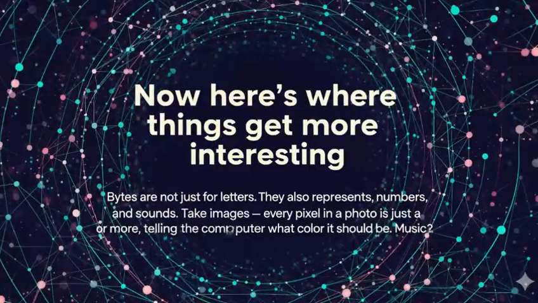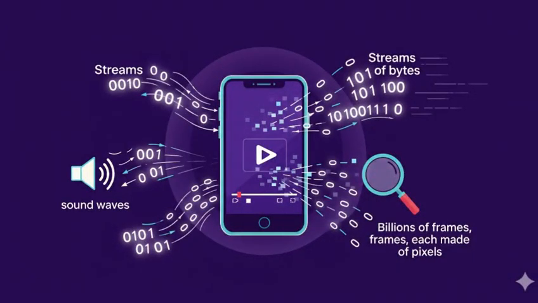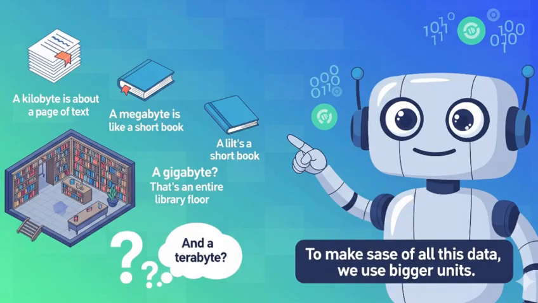Now here's where things get more interesting. Bytes are not just for letters. They also represent numbers, colors, and sounds. Take images. Every pixel in a photo is just a byte or more, telling the computer what color it should be. Music? Just streams of bytes that describe sound waves. Videos, billions of frames, each made of pixels, compressed into bytes. So when you watch a TikTok video, what you're actually seeing is just a very elegant dance of bytes flying across your screen.